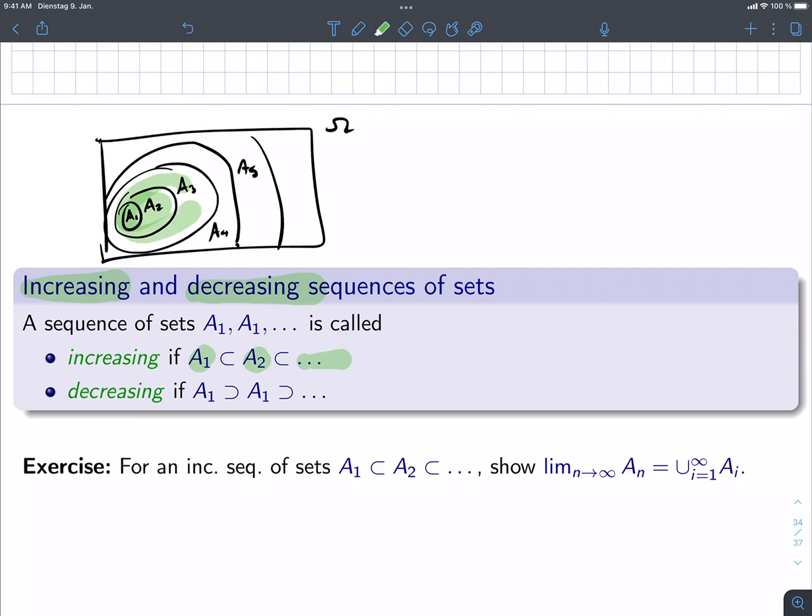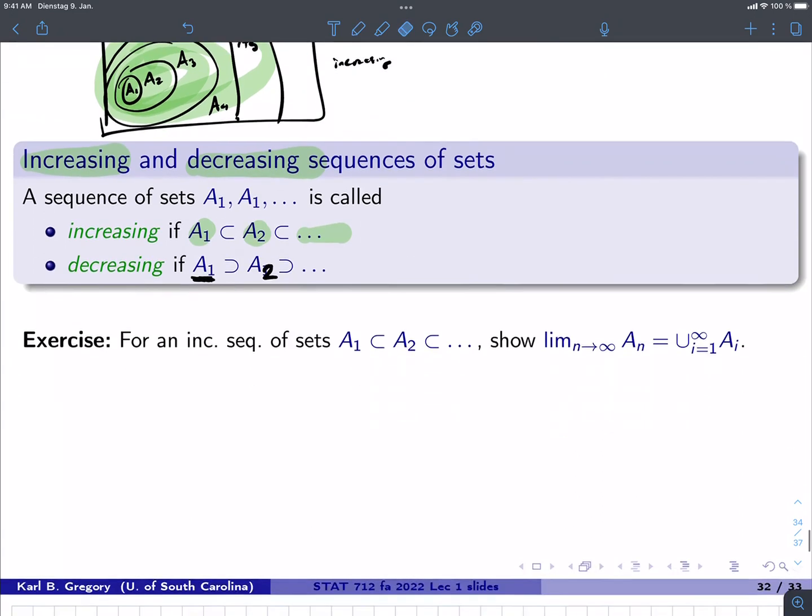So each set contains the previous one. Okay, so this is increasing. And then here's a typo, that should be 2. Decreasing is just the opposite. So it means all the subsequent ones are contained in the first one. So A2 is contained in A1, A3 is contained in A2, and so on.